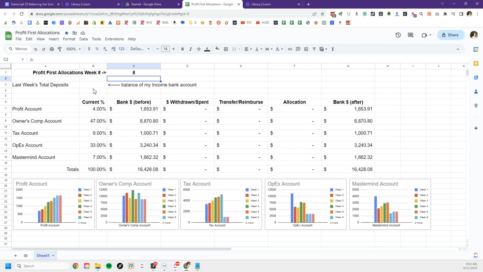What I'm doing is showing you how the money's getting allocated into my bank accounts. Each of these rows represents a different bank account at my bank of business funds. And this hopefully will give you an overview of how this works.